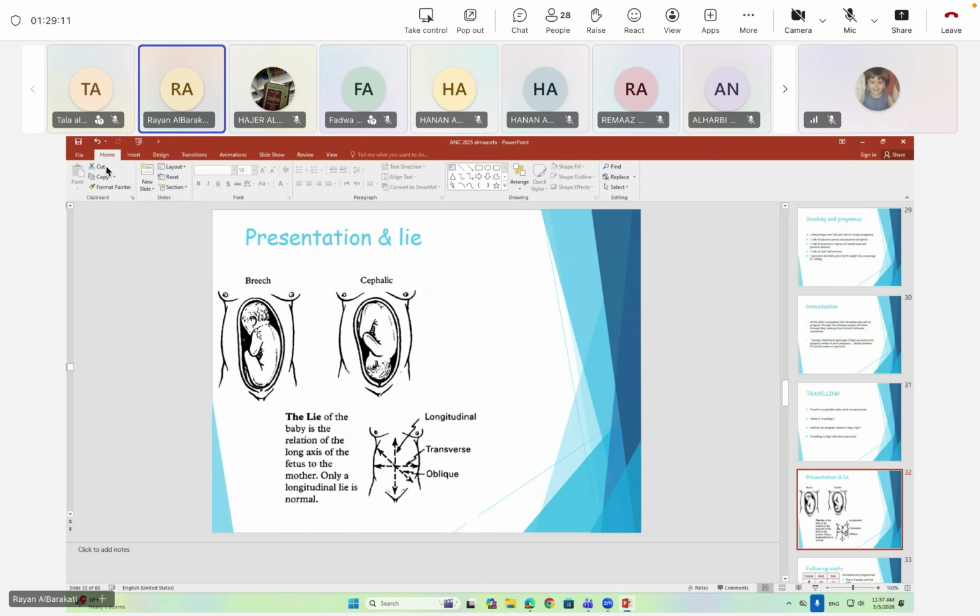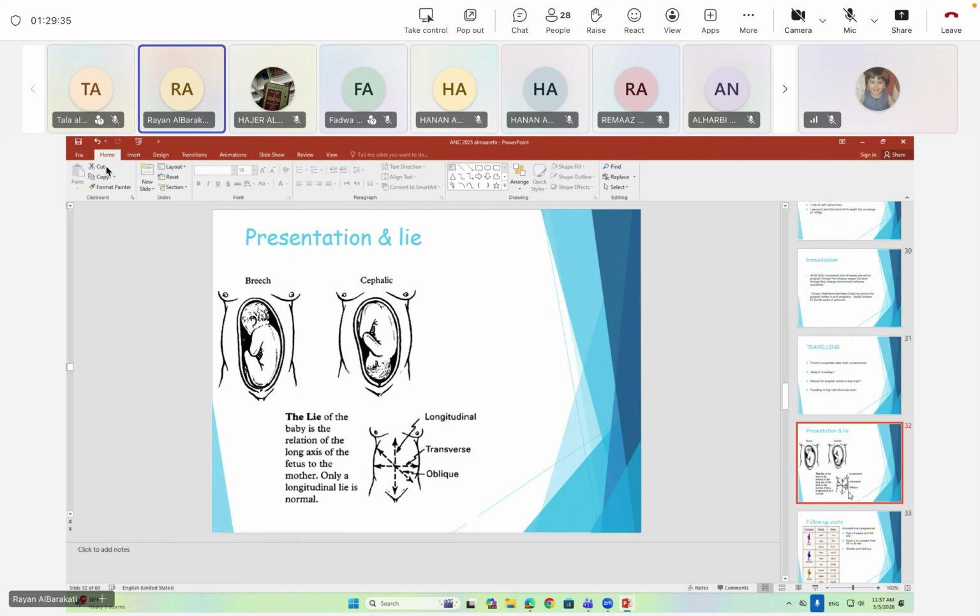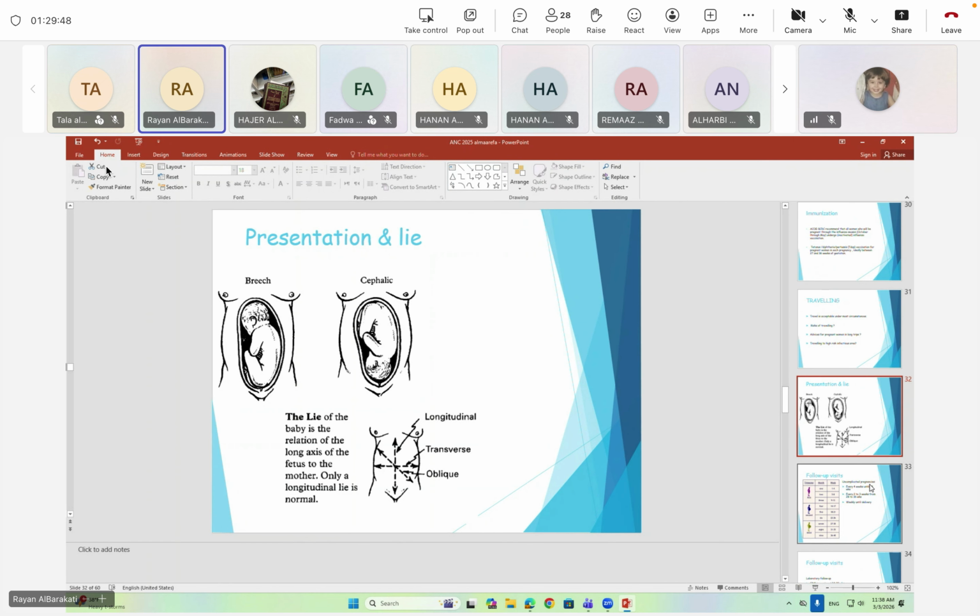The presenting part is the area which is nearest to the pelvic outlet. Breech is when the head is up and the buttocks are down, and cephalic is when the head is down. Around 97% of patients will be presenting as cephalic at term. Much earlier, during the seventh or eighth month, almost 30% are non-cephalic. But at term, less than 3% are non-cephalic presentation.